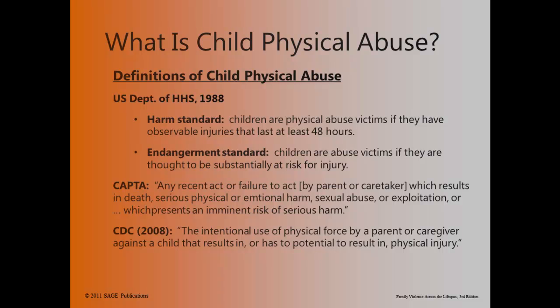As opposed to children who have been directly harmed or already harmed, there is also the endangerment standard, which suggests that children are abuse victims if they're thought to be substantially at risk for injury. And so it doesn't necessarily mean that a child has to have been injured by their parent in order to fall into the definition of child physical abuse if there is a substantial risk, and it can't be predicted obviously, but it can be more or less foreseen that it will occur.